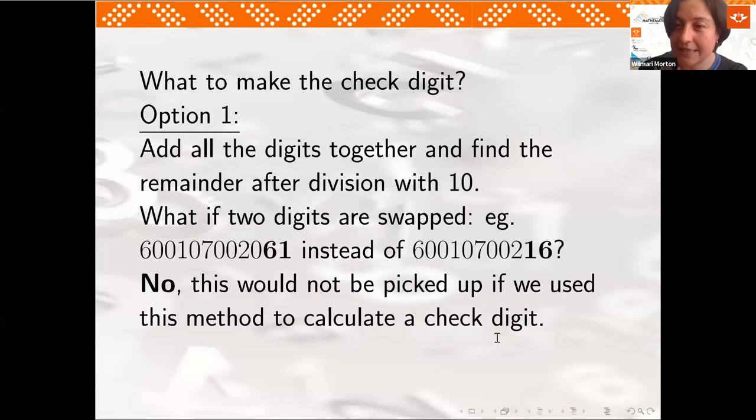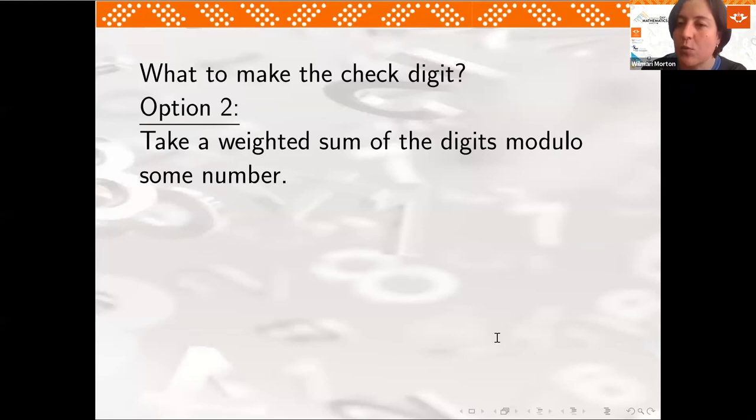So it seems like this is not a good enough option. What was the solution to this problem instead? The idea was to find a weighted sum. What does weighted sum mean? It means we're still going to add these numbers together, but not as they are. We're going to give a weight to each number, multiplying it by some integer. In that way, you would be able to see if you swapped two numbers, because now the weight for one position is different from the weight for another position.